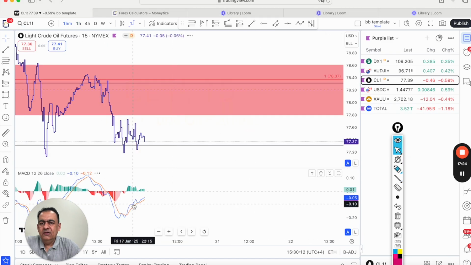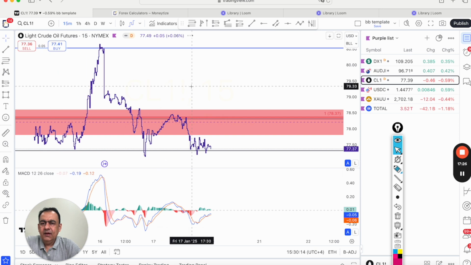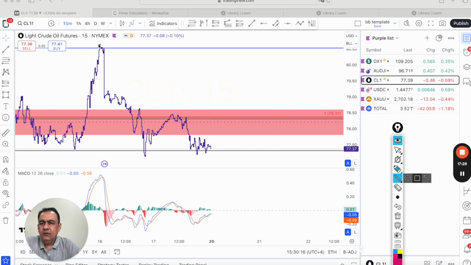Moving to 15 minutes. Now even on 15 minutes, I can see that sellers are in control, so they push the price lower. Some correction happened here, and now I can see that the sellers are still making lower highs. So this high, lower high, lower high, lower high. In case buyers take over the control again, I would invalidate my short-term bearish plan if it closes higher and retains above 78.37.